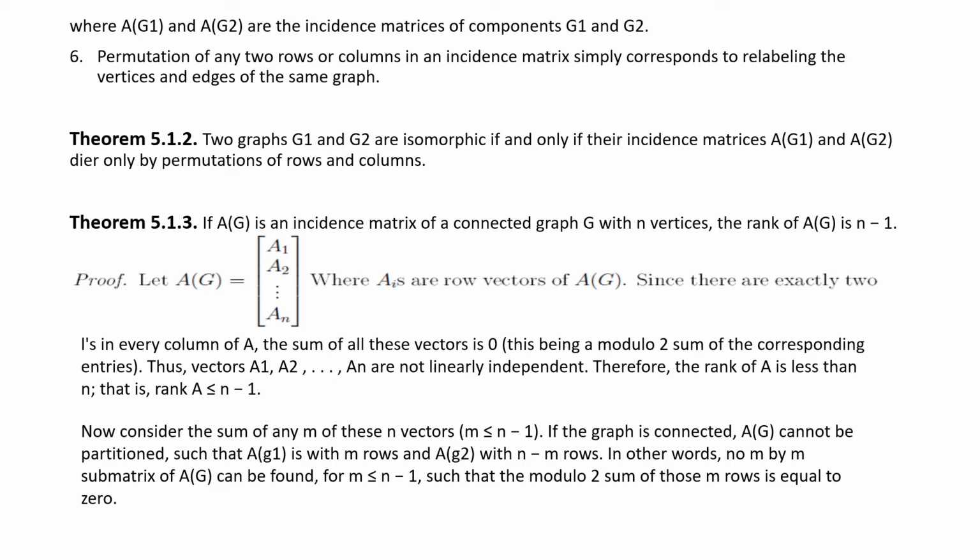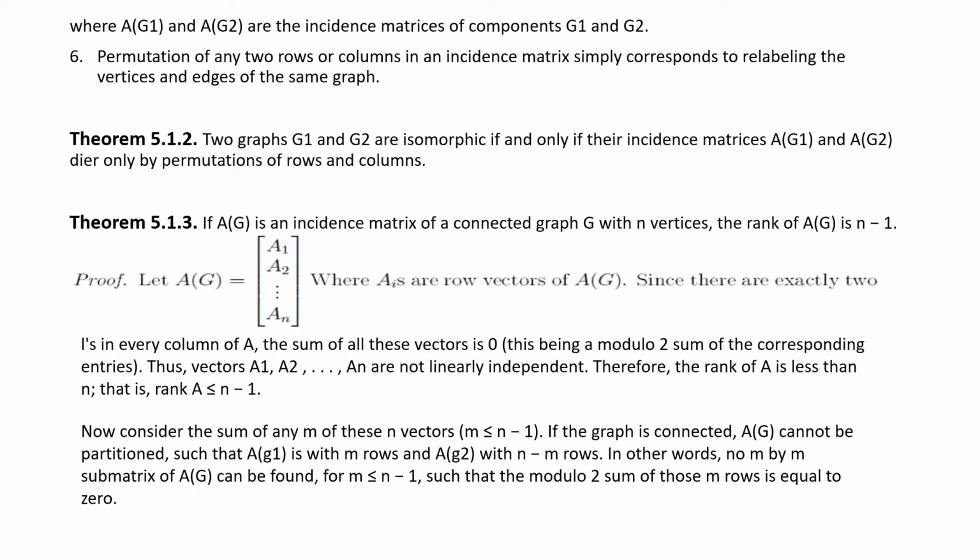Proof. Let A of G be equal to A1, A2, etc. up to An, where the Ai's are the row vectors of A of G. Since there are exactly 2 ones in every column of A, the sum of all these vectors is 0 by taking the modulo 2 sum of the corresponding entries. Thus, vectors A1, A2, etc. up to An are not linearly independent. Therefore, the rank of A is less than or equal to n.